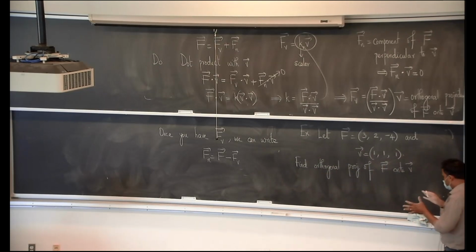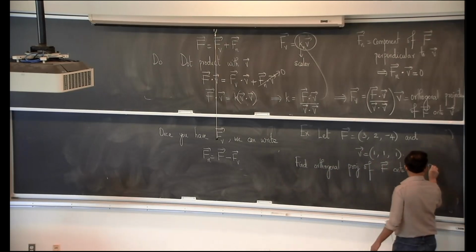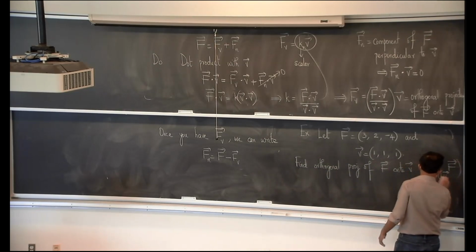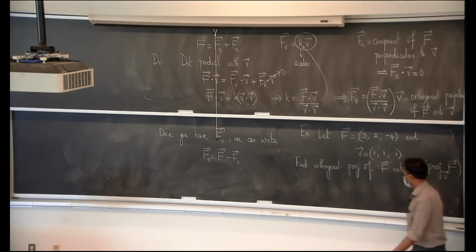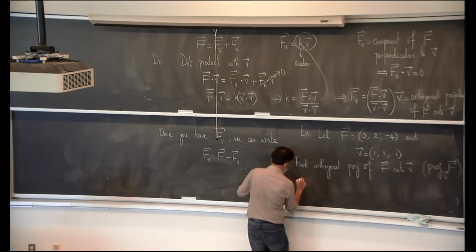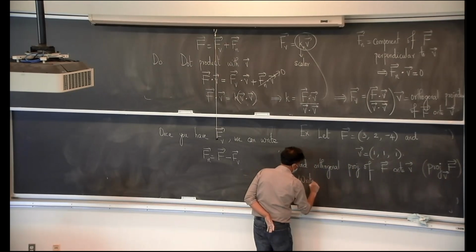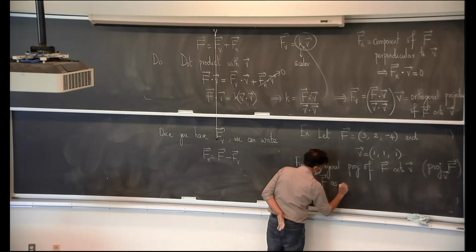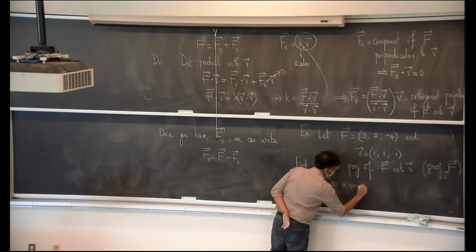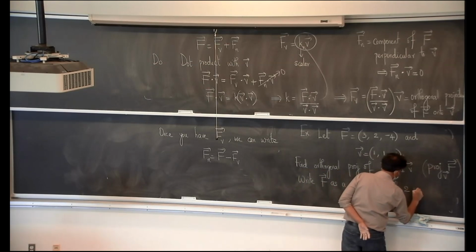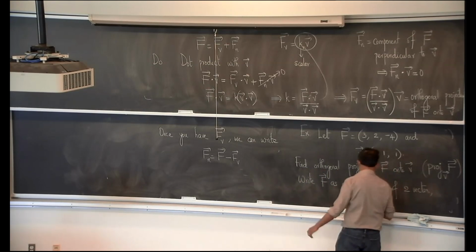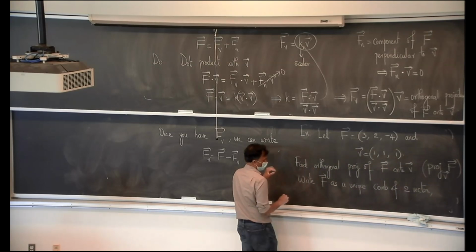Some textbooks write this orthogonal projection of F onto V like this, projection of F onto V. It's the same thing. Okay. Especially in linear algebra, they use this notation. So it's the same concept. Find the orthogonal projection of F onto V and then write F as a unique combination of two vectors, one which is parallel to V and one which is perpendicular to V.